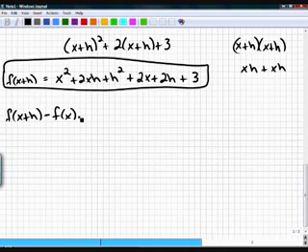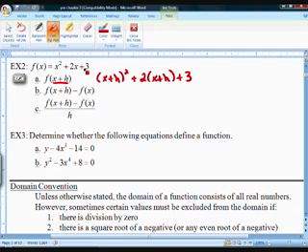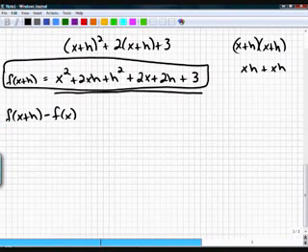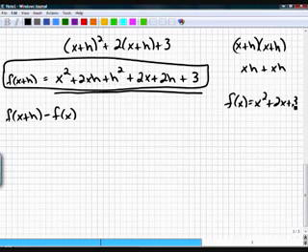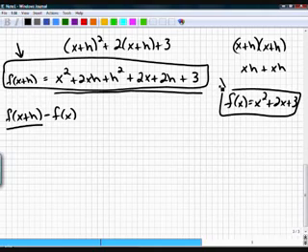Then we're going f of x plus h. We just found that: x squared plus 2xh plus h squared plus 2x plus 2h plus 3, minus f of x, which is what we started with. Y'all remember that? F of x is x squared plus 2x plus 3. Let me write that down. And we're doing this, f of x plus h, minus that. That's it.